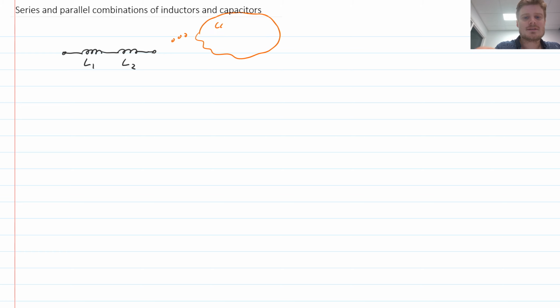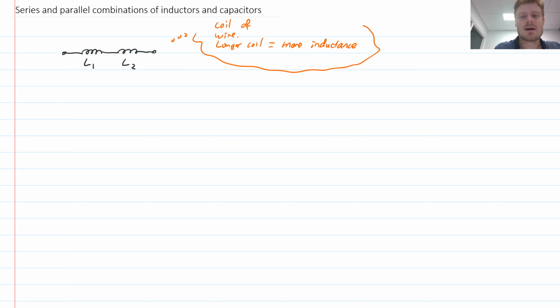is this is a coil of wire. So longer coil is more inductance. Right? That's our kind of think to ourselves, how does this system work? Coil of wire, so longer coil gives us more inductance. So inductors behave like resistors.